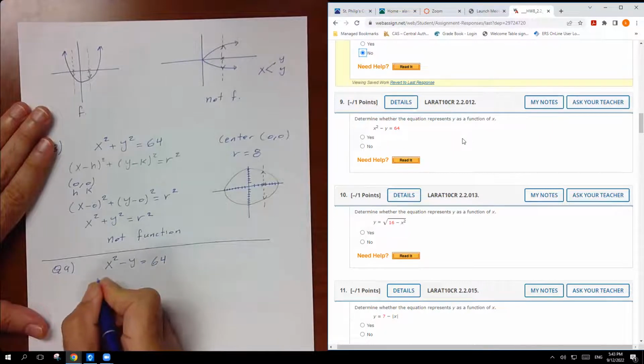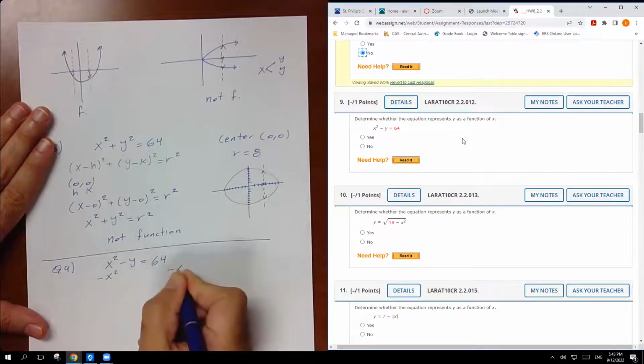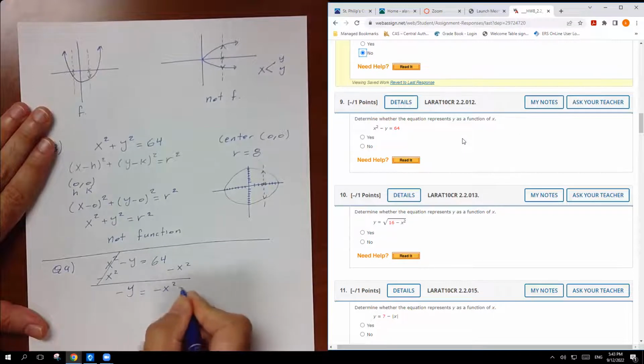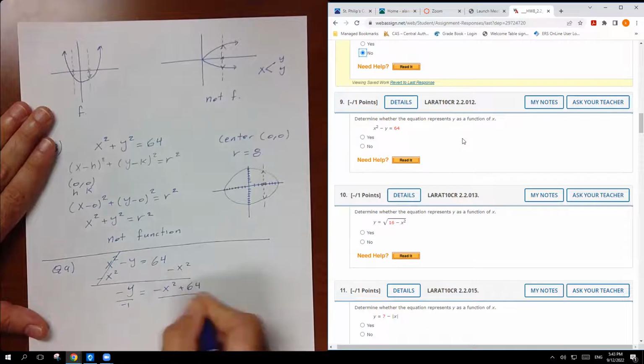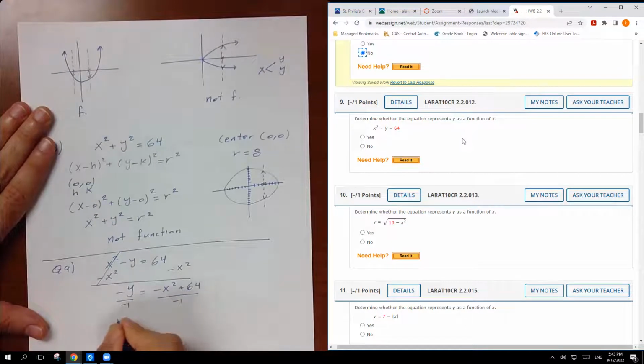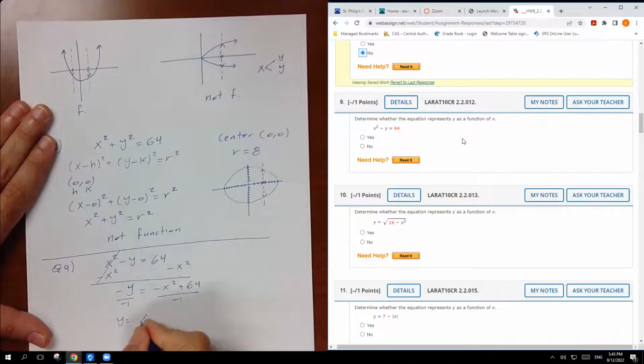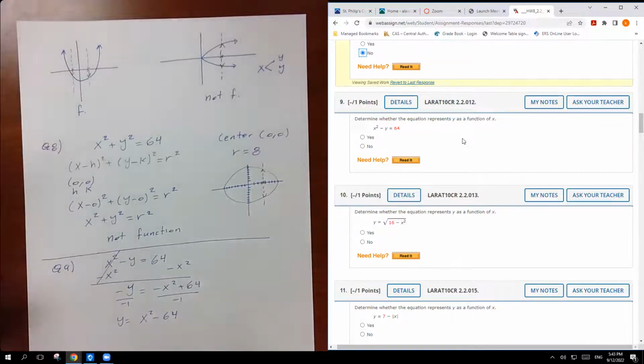If you want to say minus x squared from here, this is cancelled. So it's going to be negative y equals negative x squared plus 64. Then divide by negative 1 by negative 1. So y is going to be equal to x squared minus 64. Now you have two options.